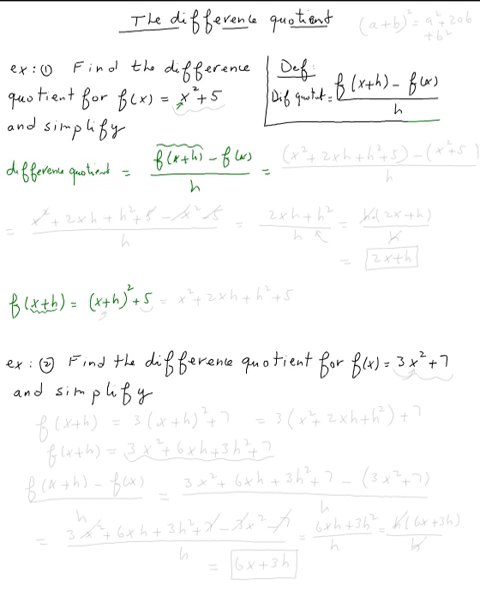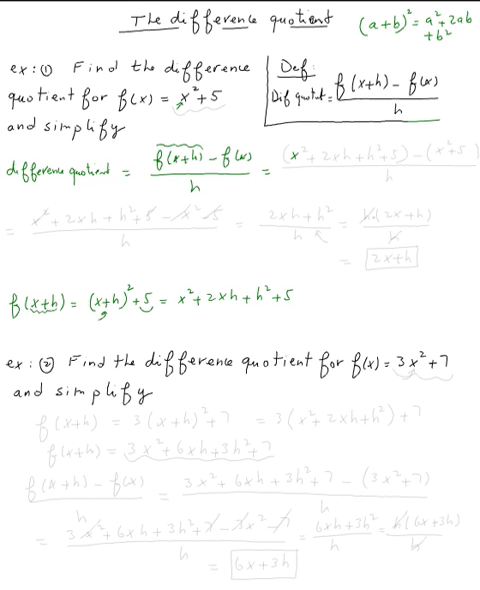So now we have to FOIL x plus h squared. The quickest way to FOIL it is you need to memorize this identity: a plus b squared is equal to a squared plus 2ab plus b squared. So in other words, this becomes the first term squared, which is x squared, plus 2 times the first term x times the second term h, plus h squared. And don't forget the 5. Don't forget this 5. Now all we need to do is just plug it back into the formula.